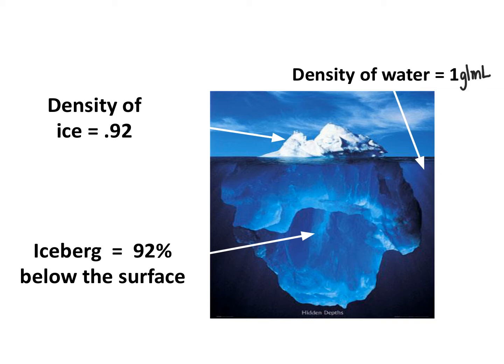So here, if we're looking at our example of an iceberg, we see that the density of water is 1 gram per milliliter, and the density of ice is 0.92 grams per milliliter. And you can see that though the density of the ice is less than the density of the water, the iceberg is still 92% below the surface, okay?